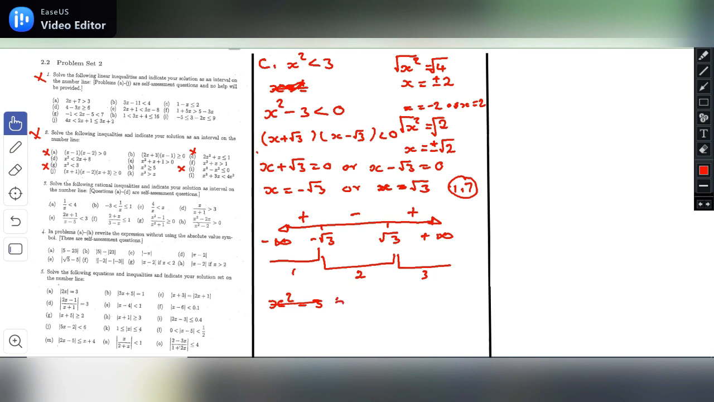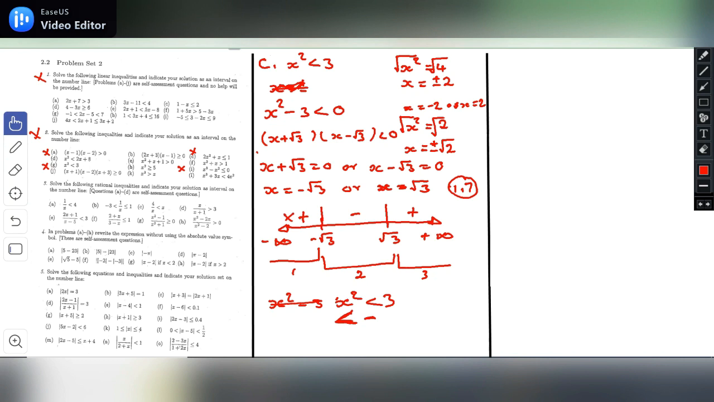It's not this one. It's x squared, less than 3, right? This is the original equation. Because of this sign, we have to focus only on the negative sign. So we are going to focus from negative square root of 3 to positive square root of 3 only, because from negative square root of 3 to negative infinity is positive, so we cannot use this one.